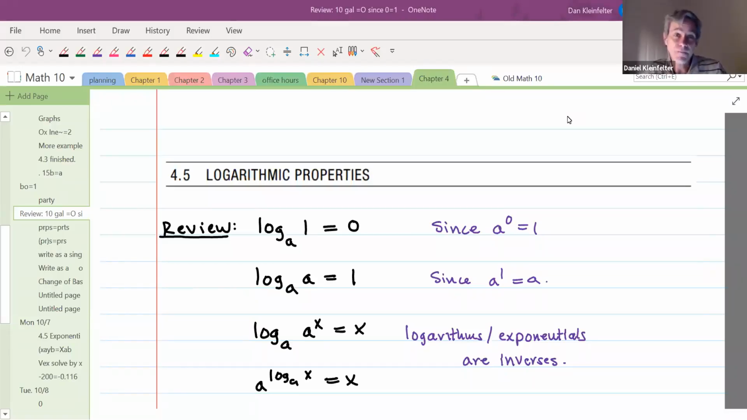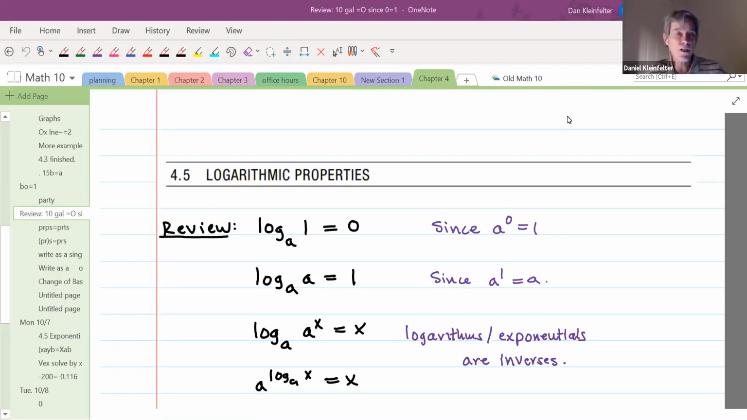Welcome back, everybody. In this video, we're starting section 4.5, which is about logarithmic properties. As we saw, the logarithm functions are inverses of the exponential functions. As you know, there's a bunch of different exponent rules you have to know. Since the logarithm functions are inverses of the exponential functions, it makes sense that there's a few properties or rules for logarithms. And this section is where we study those.